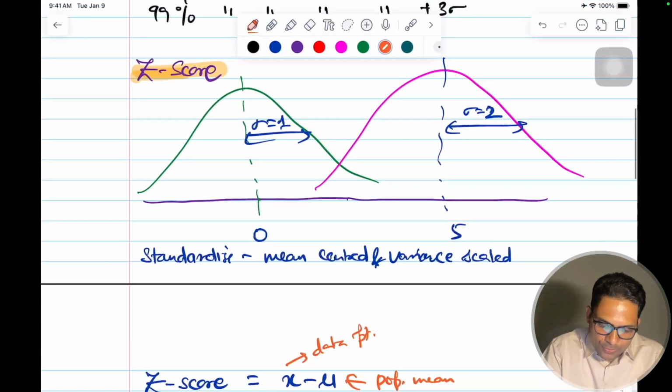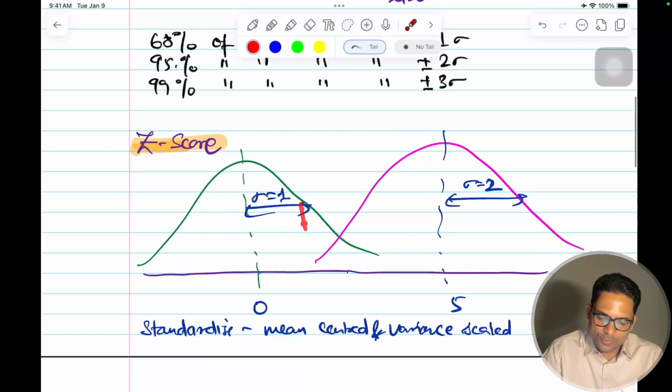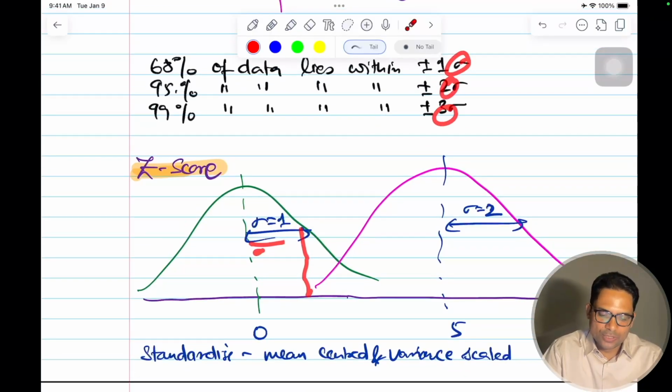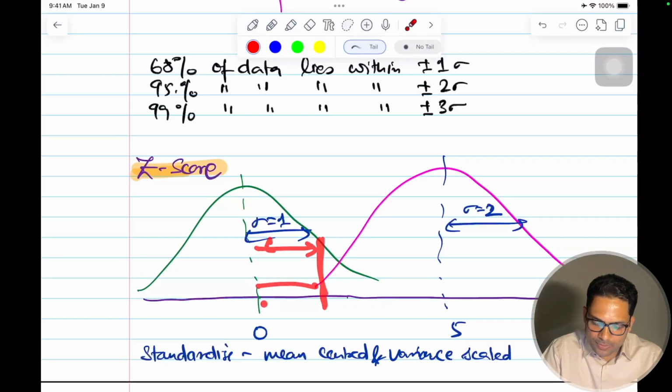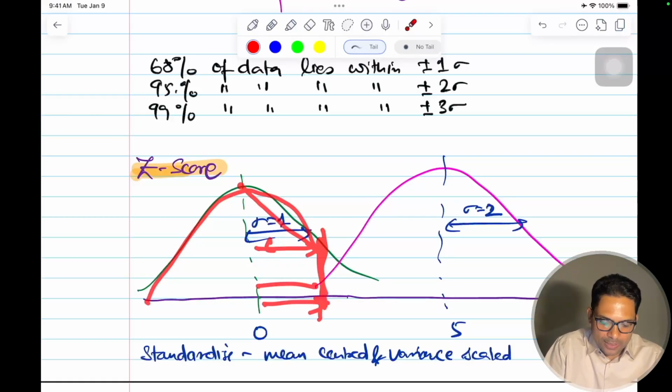So after I have standardized the data point, I can use the z-score, because I know that it is ±1 sigma, 2 sigma. Now the units are standardized, it is 1, 2, 3, and it's easier to calculate. If my data point is here, I can check how many standard deviations far it is from the mean, and I can compute the area under the curve.